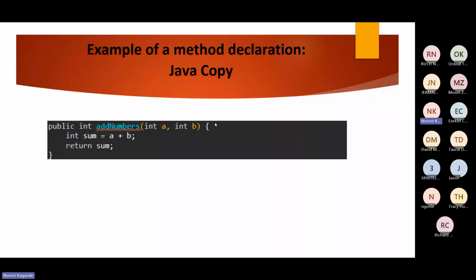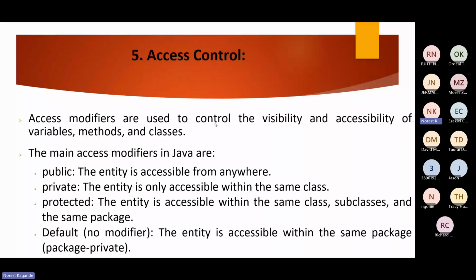We move on to the fifth one, which is access control. Access modifiers are used to control the visibility and accessibility of variables, methods, and classes. The main access modifiers in Java are public, private, protected, and default. For public, the entity is accessible from anywhere. For private, the entity is only accessible within the same class. For protected, the entity is accessible within the same class, subclasses and the same package. For default, which is no modifier, the entity is accessible within the same package, which is also called package private.